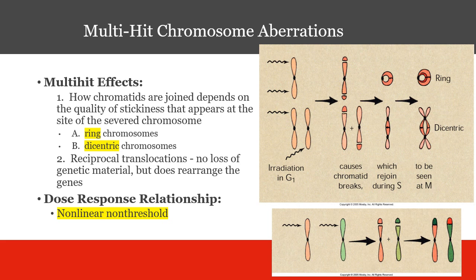And then after the S phase, each one of these has, at that point, had the top come off or the end come off, the isochromatid, and they switch off and they adhere to the opposite chromosome. So they rearrange the genes but do not lose genetic information. So that can cause some issues for genetics. It's nonlinear, non-threshold as far as any of these results that are multi-hit.